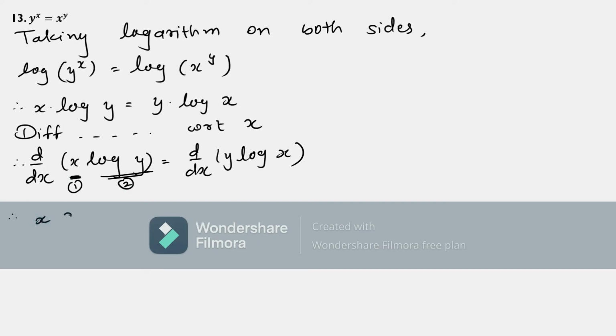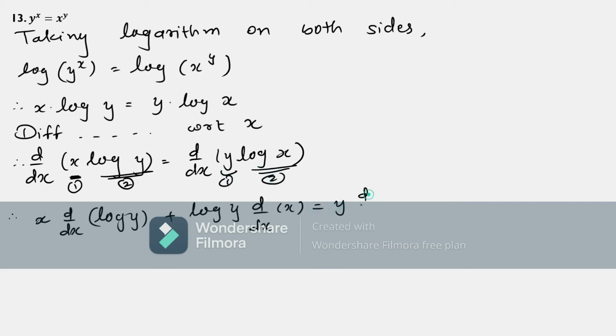So first quantity as it is, differentiation of log y plus log y as it is, differentiation of first quantity is equal to, here again first quantity as it is, second differentiation. So y as it is, differentiation of log x plus log x as it is, differentiation of y. So in that manner, I can see x as it is and log y ka differentiation. Log y, log x ka 1 by x. So log y ka 1 by y, simple. But y is not as x, okay?